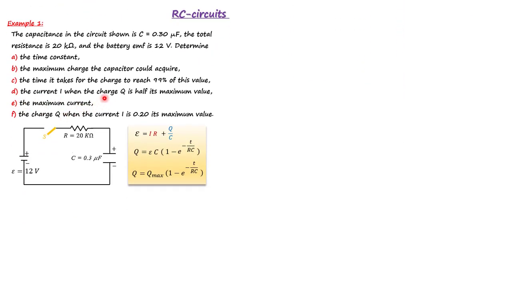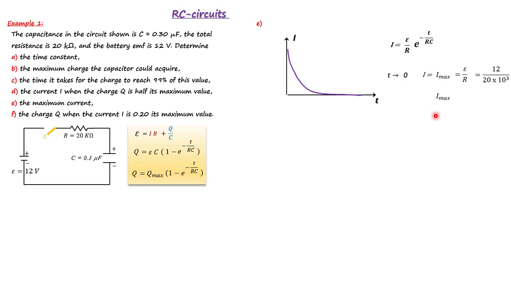In part B, we are going to find out the maximum current. So the current is epsilon over R, e to the minus t over RC. So at time t equal to 0, you get I as I max, which is epsilon over R. Then the maximum current is 12 over 20 kilo ohm. Then we get the maximum current as 6 times 10 to the minus 4 ampere, or 600 times 10 to the minus 6 ampere, or 600 microampere. It's very easy.